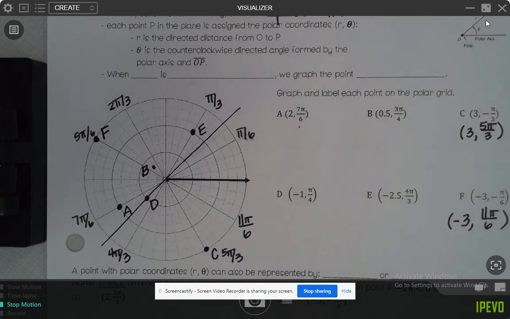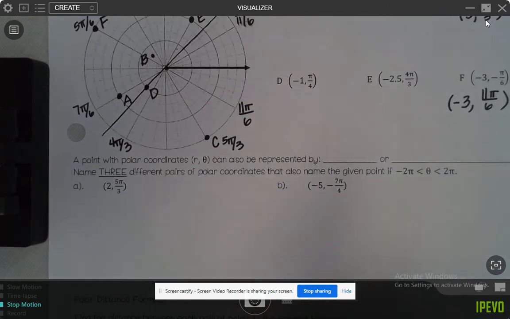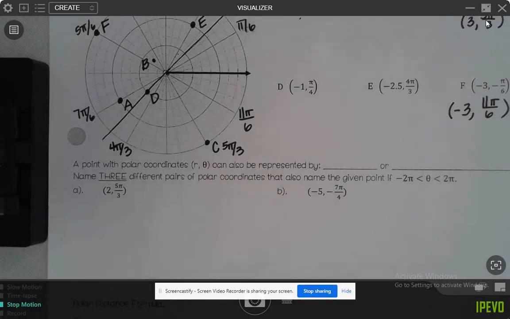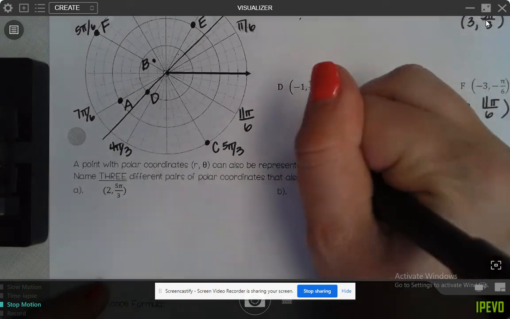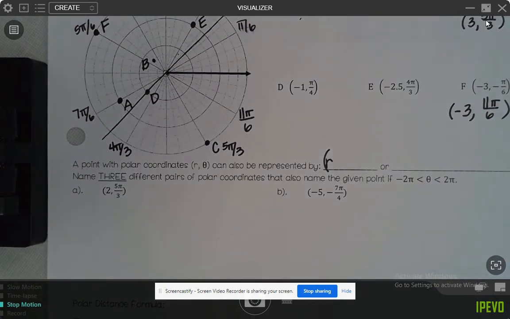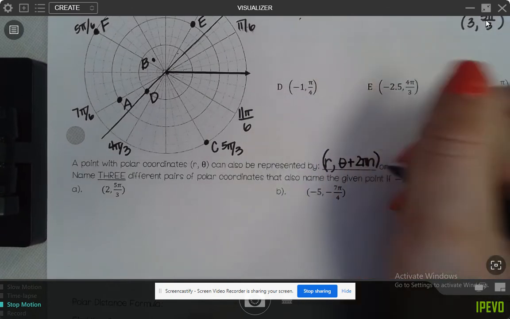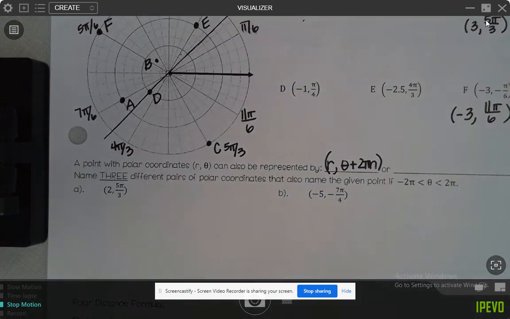All right, now, sometimes I'm going to ask you for multiple representations of the same angle, which can happen all the time. So, we're going to take our R theta, and we can represent them different ways. Sorry, I'm starting to fade. I'm tired. So here's how you're going to do that. You can keep your R the same and add 2 pi n. That's one way of doing it.